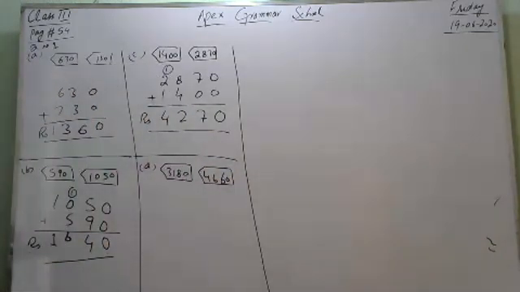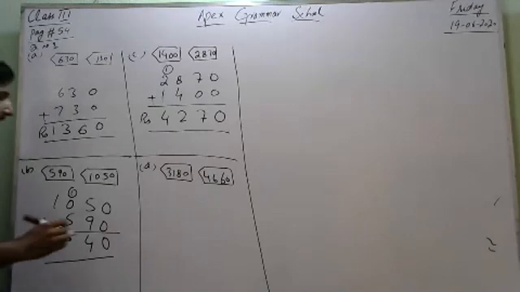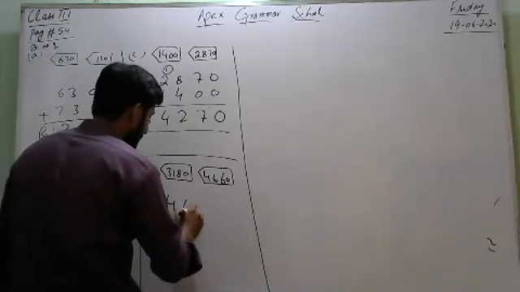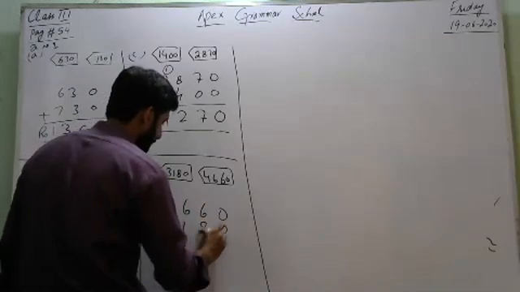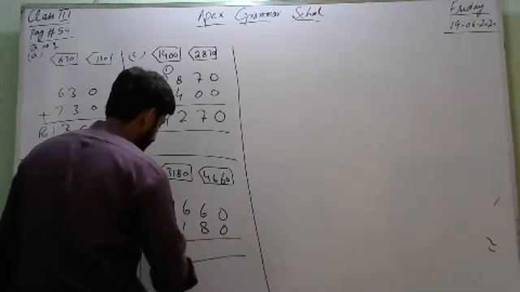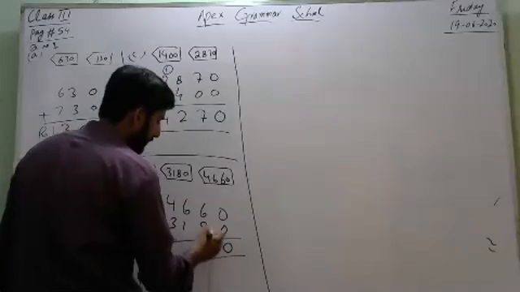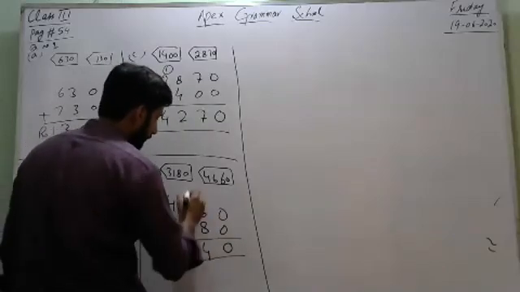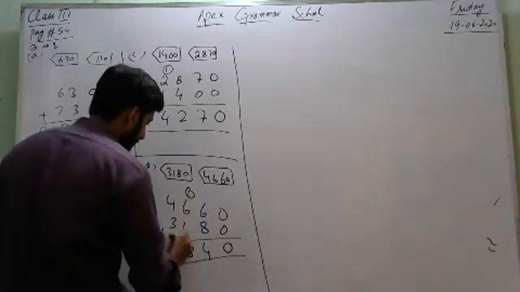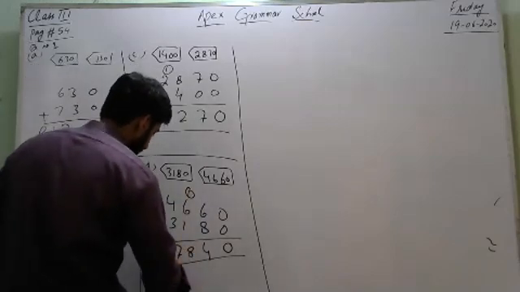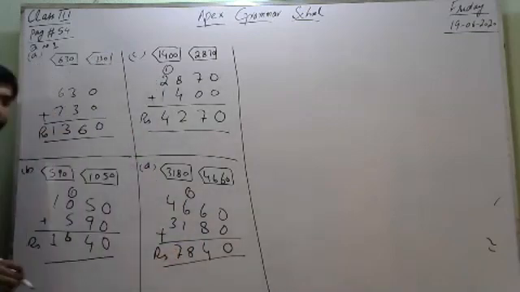D part is 3180 and 4660. 0 plus 0 is 0. 8 plus 6, 14, 4. 1 carry. 6 plus 1, 7. 7 plus 1, 8. 4 plus 3, 7. 7840 rupees is the answer of D part.